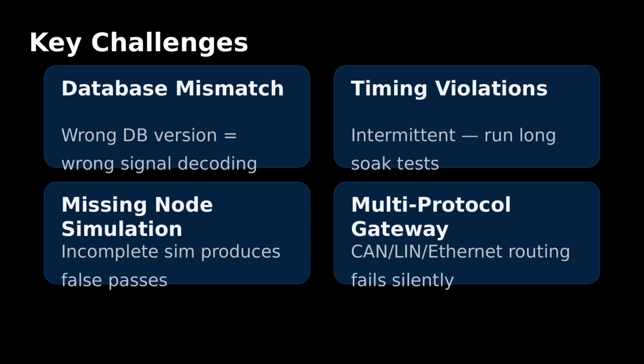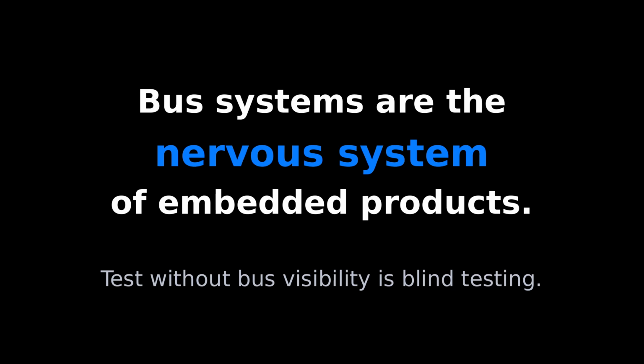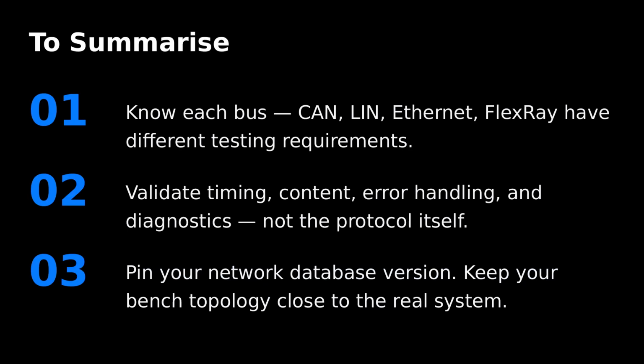And if your bench is missing some nodes, you have to simulate them correctly. An incomplete simulation produces false passes or leads to a flaky system. So to summarize, bus systems are kind of the nervous system of embedded complex systems. It is important to have some basic knowledge to handle them.